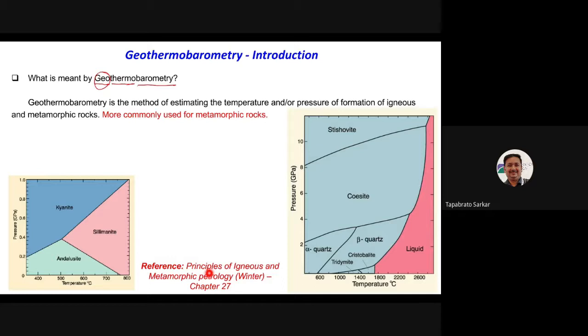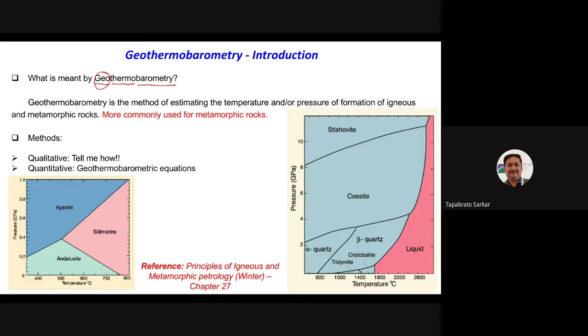Geothermobarometry is the method of estimating the temperature and or pressure of formation of igneous and metamorphic rocks. That is what geothermobarometry means. It is more commonly used for metamorphic rocks than for igneous rocks.